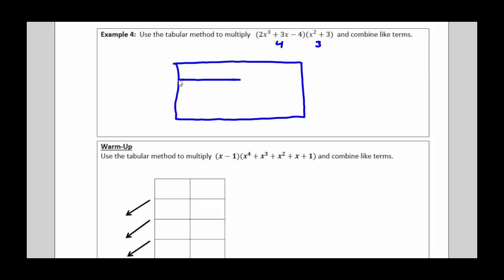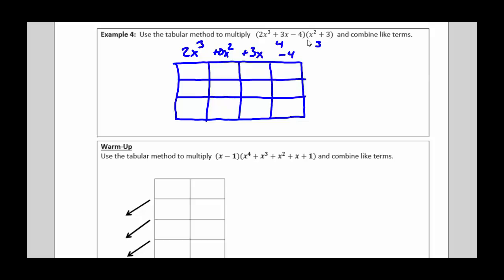Okay, so and then we could chop down the middle. So we have 2x to the third. We have 0x squared. We have 3x, and we have negative 4. I'm going to get rid of this here because that's going to get in the way. All right, and then we have x squared. Remember, 0x and then 3. All right, so you're just multiplying this times this, goes here, 2x to the fifth.